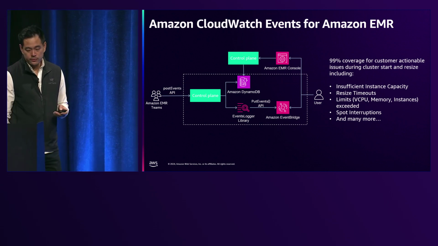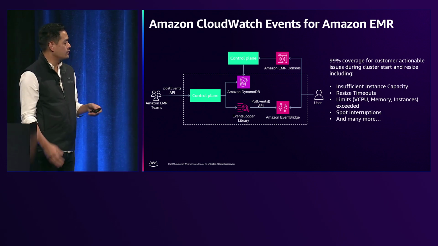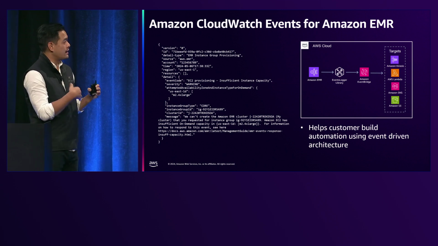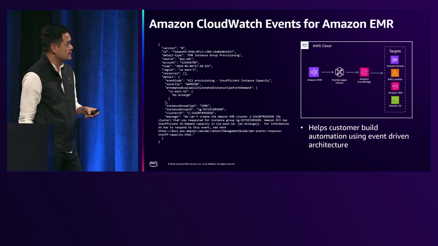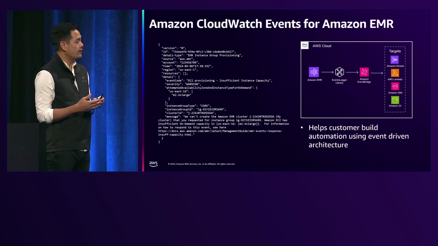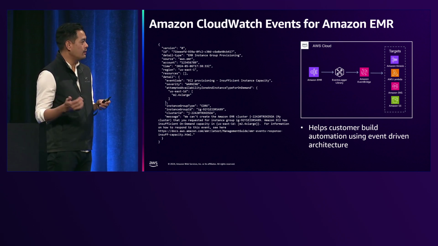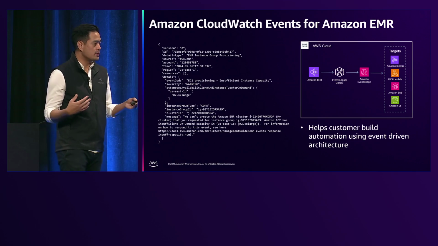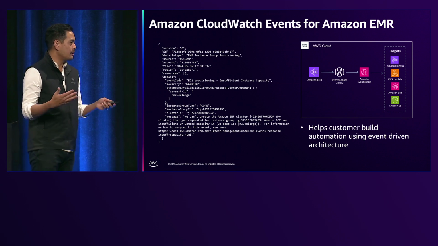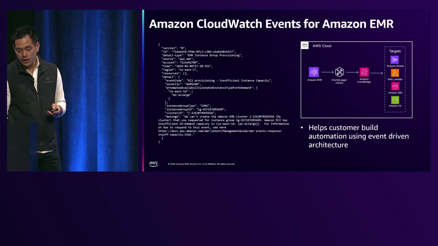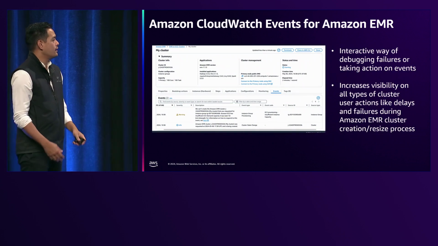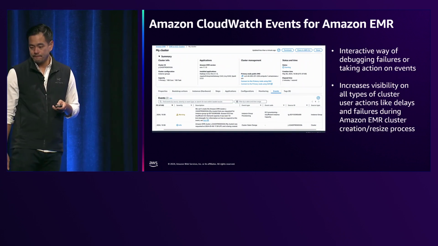EventBridge. So for those customers that wanted to build automation through something like event-driven architecture, they could use an event like this where they would ingest it and see, for example, this one is insufficient capacity, and they could take action on it, whether it's provisioning a new cluster in parallel or maybe at least notifying their downstream teams that we have a delay and your data may take longer than normal. For those that still want an interactive experience, we still have the AWS console where the same events are shown.